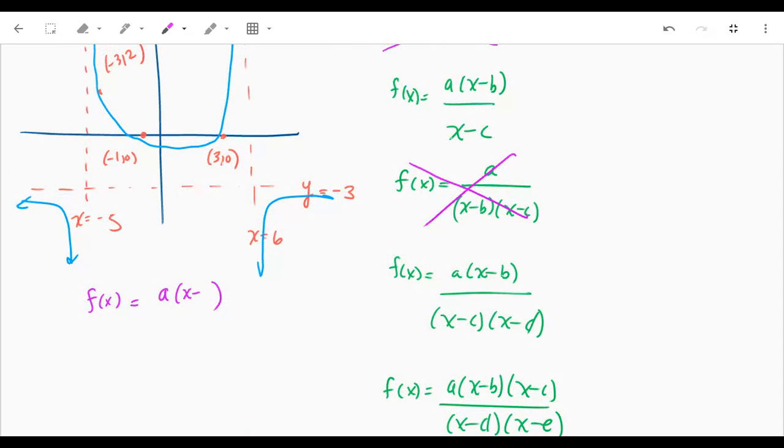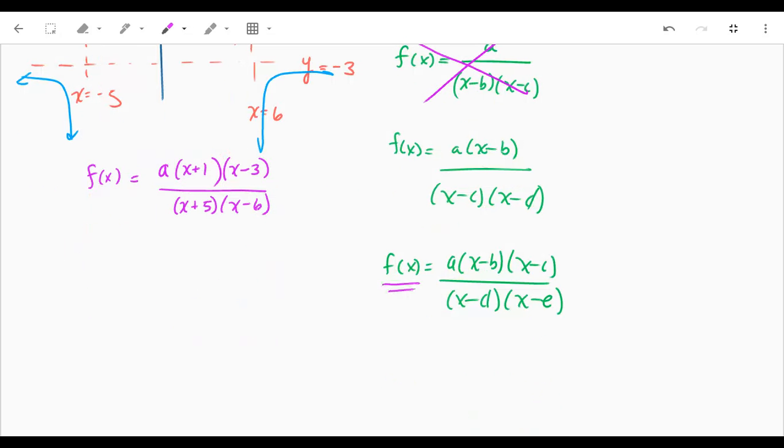Okay, and so we know that in our numerator, we need an x plus 1 and an x minus 3 to get those two x-intercepts. The other thing we know is that we have the two vertical asymptotes at x equals -5 and x equals 6. So we know that in our denominator, we have to have x plus 5 and x minus 6. Okay, so there's most of the work. We have figured out that it's definitely this last form here, and we have already shown what b, c, d, and e are.